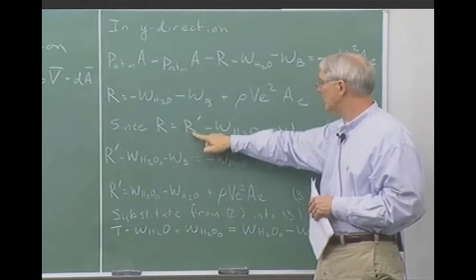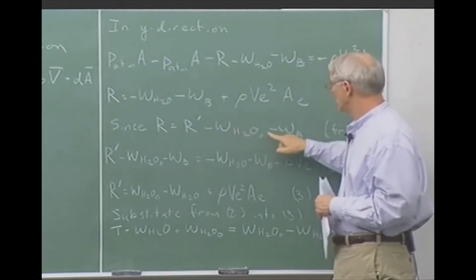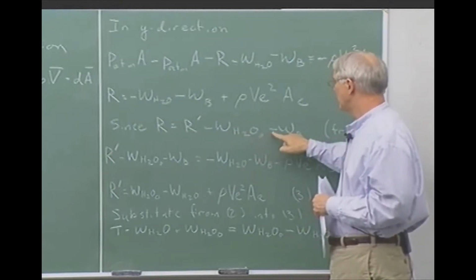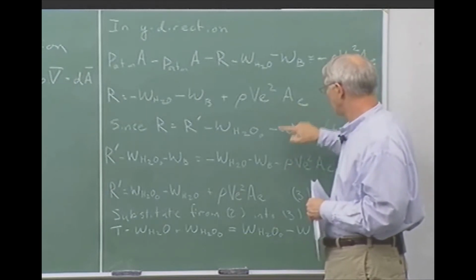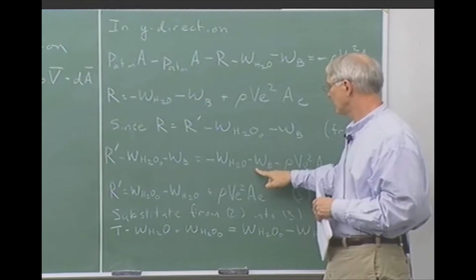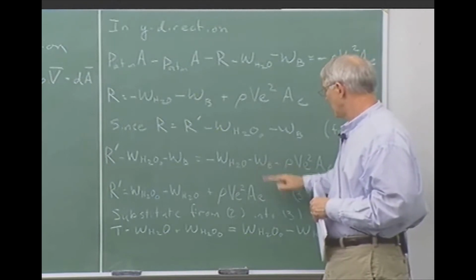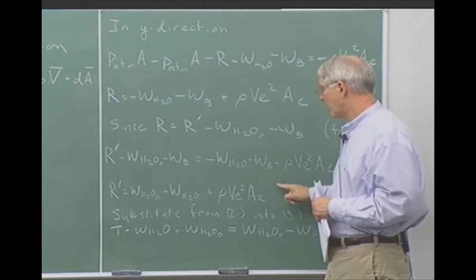And we said R, we already derived this back in equation 1. R is equal to R prime minus weight of the water at time 0 minus the weight of the bottle. So we plug that into this equation, we get this equation, and solve this for R prime.